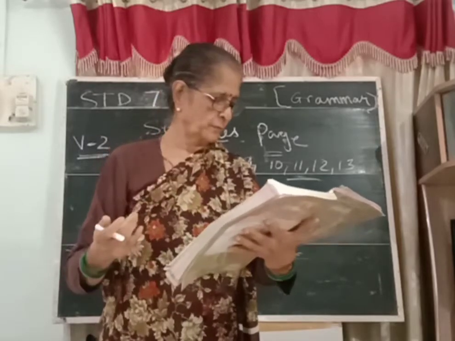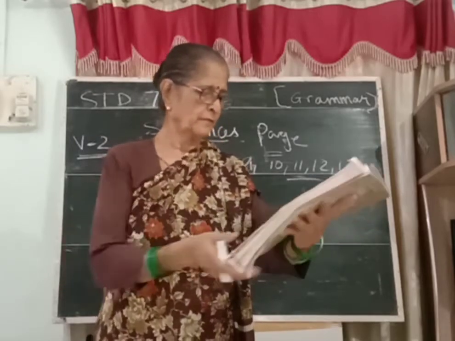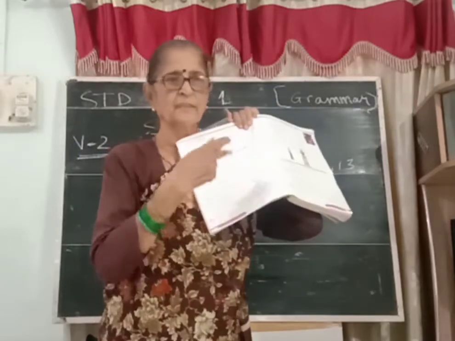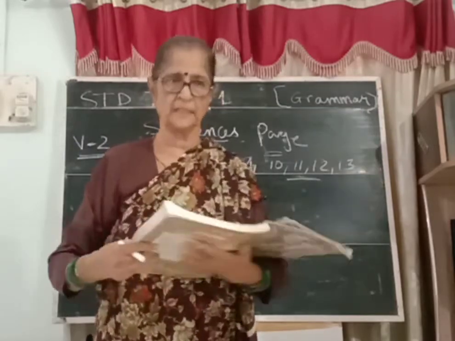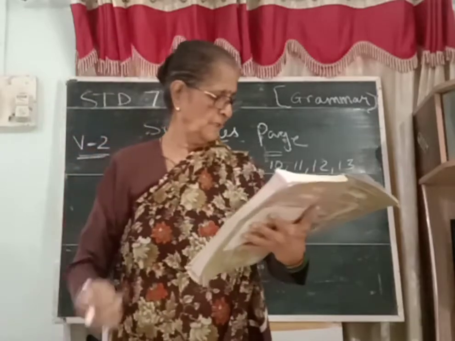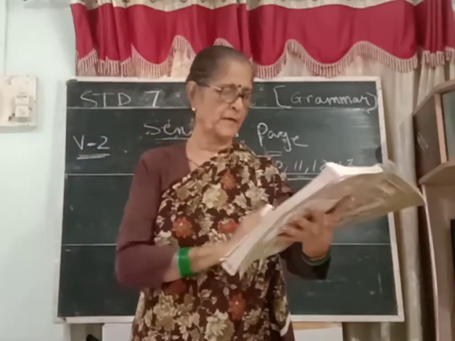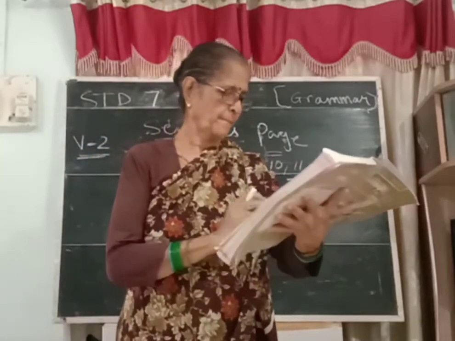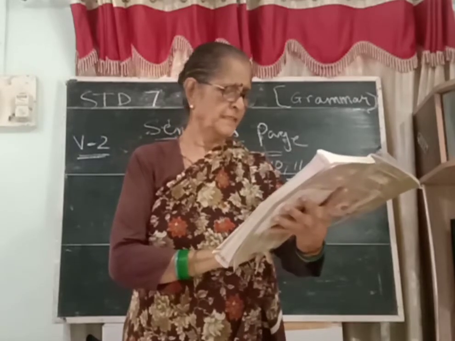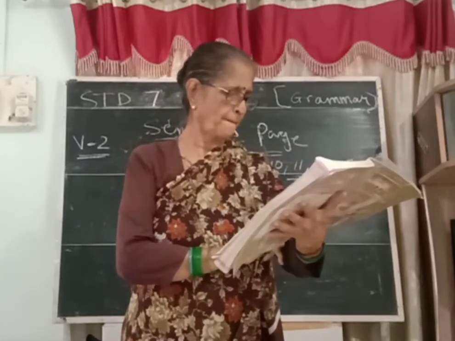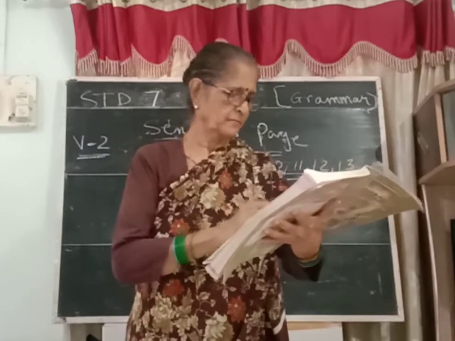Kinds of sentences we were doing. Now, here we have to mark whether the sentences are assertive or negative. Assertive means yes sentence and negative means no. He does not want to go to the party. This is declarative. First one is correct.